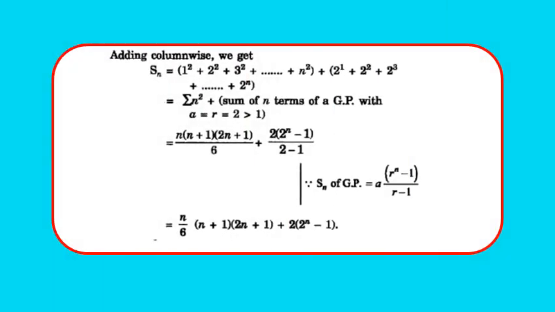So adding, we get Sn equals 1 square plus 2 square plus 3 square up to n square plus 2 power 1 plus 2 power 2 plus 2 power 3 up to 2 power n. So we get sigma n square plus sum of n terms of the GP. So sigma n square equals n (n plus 1)(2n plus 1) upon 6, and using the formula for GP, that is sum equals a into (r power n minus 1) upon (r minus 1), we get 2 into (2 power n minus 1) upon (2 minus 1). So the required sum will be equal to n upon 6 (n plus 1)(2n plus 1) plus 2 into (2 power n minus 1). Clear? So pause and note down the solution.